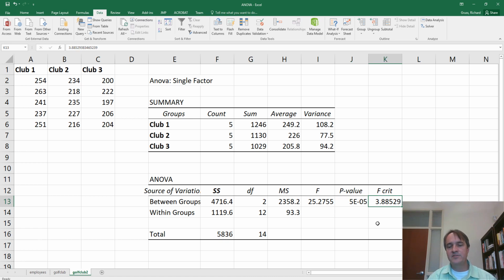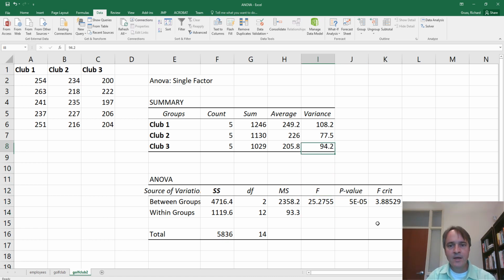This F crit is the critical value. We didn't compute this, but you can do it with the F.INV function. We see that anything larger than 3.8 would have been significantly different. So we had a 25. Basically, we had 25 times more variance across the clubs than within the clubs. So this tells us that the club does make a difference.